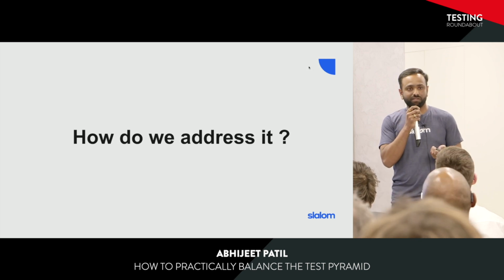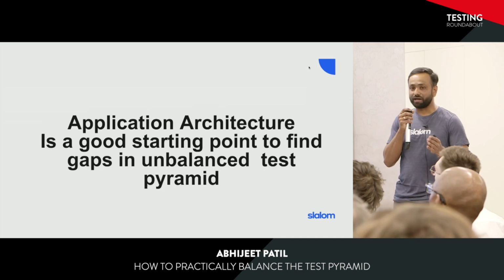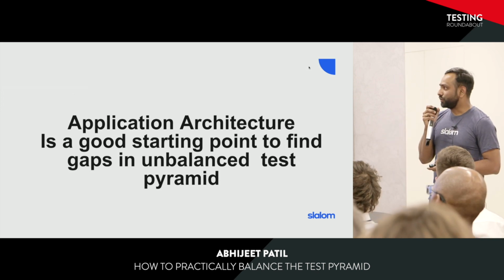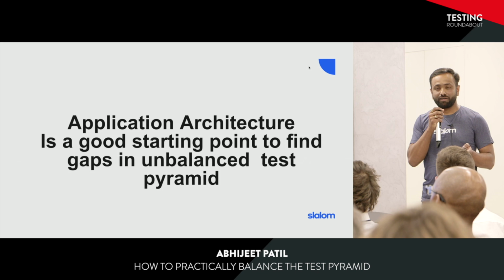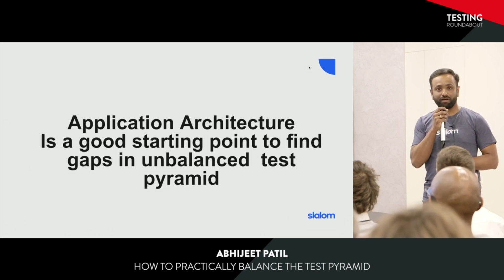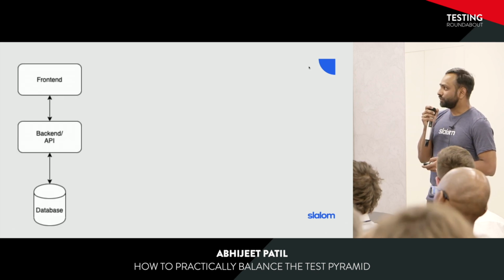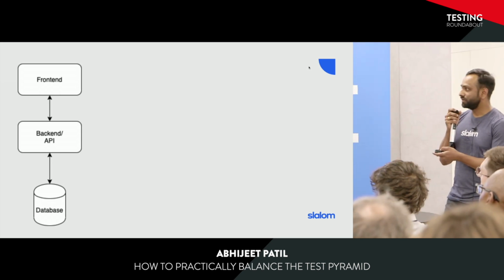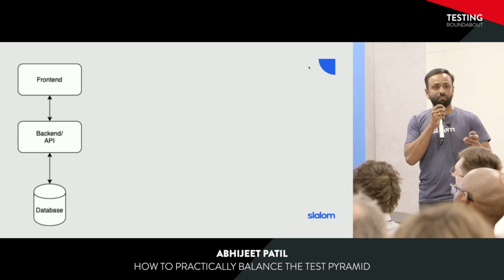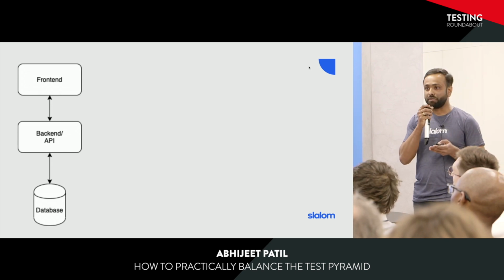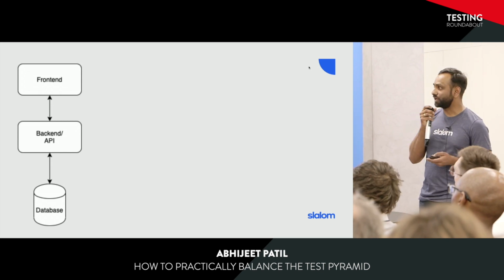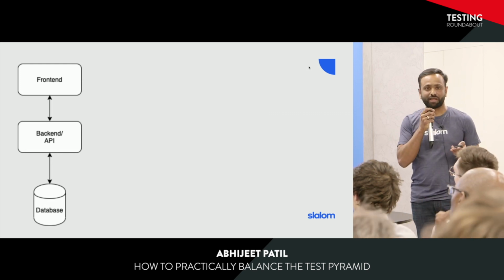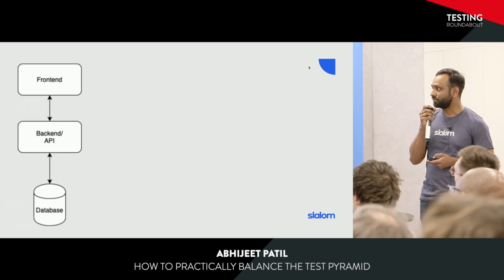I found it pretty easy to look at the application architecture as a good starting point, which we can use to fix the gaps in our unbalanced tests. A typical architecture we might see is a front end that talks to a backend service, where a bunch of APIs are exposed, and those in turn may communicate to a database. So this is a typical standalone application we might have.